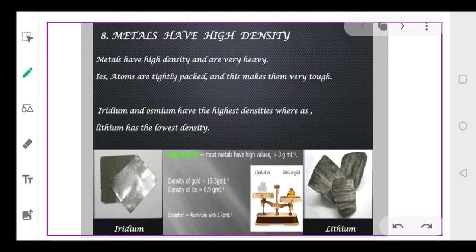Dear students, metals are very, very hard, as I told you. So they have a high density and they are very heavy, right? Because the particles or the atoms are tightly packed, and thus they are very tough. Iridium and osmium have the highest densities, while lithium has the lowest density. जो lithium है हमारा element metal, उसकी density बहुत कम होती है, जबकि iridium और osmium की density maximum है.